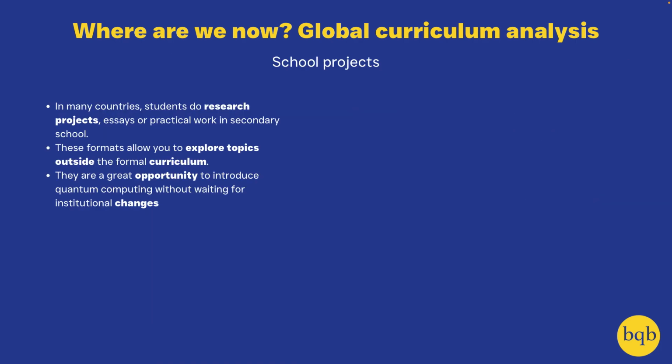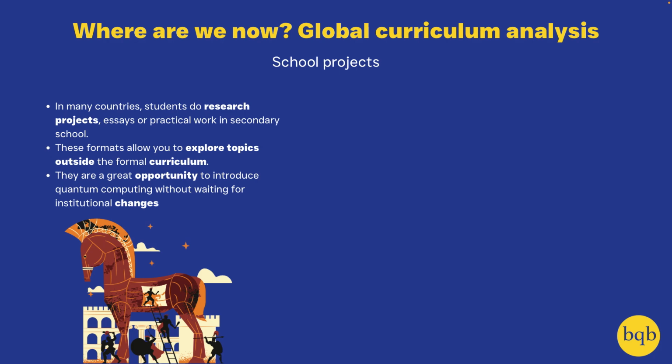Now, where are we now, really? We've got these three subjects, some with more or less gaps. But on top of these three subjects, we thought there was another thing that was actually quite interesting, where quantum mechanics and quantum learning showed up quite a lot, which was school projects. So in many countries, students do research projects, such as essays or practical works of some sort, where they get to explore topics outside of their usual curriculum. And these, we've seen, are a great opportunity to introduce new concepts such as quantum computing without waiting for institutional changes, without having to say we're going to restructure the entire physics curriculum in order to fit quantum mechanics in it. They can kind of serve as our Trojan horses for teaching students about quantum technologies and making them more accessible to them.